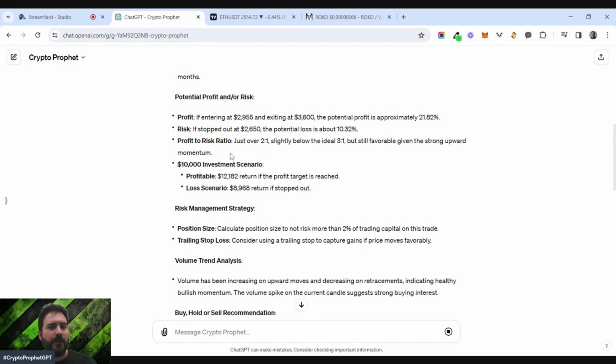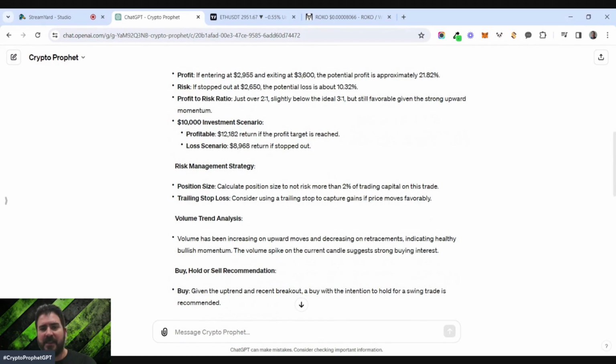So the profit to risk ratio is 2 to 1, slightly below the ideal 3 to 1, but still favorable given the strong upward momentum. So this is a more conservative trade, I would say. The profit to risk ratio isn't quite as high, but it'll give you very specific details on why or why not. If you invested $10,000 into this scenario, you'd reach 12,182. And in your loss, you would go down to 8,968.